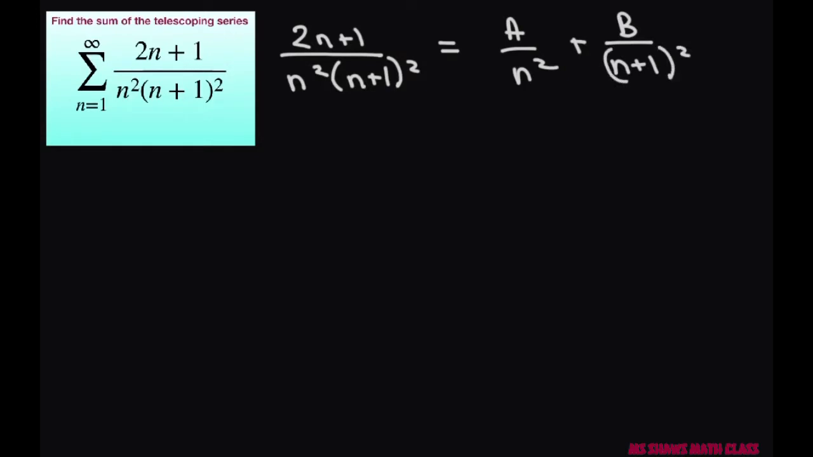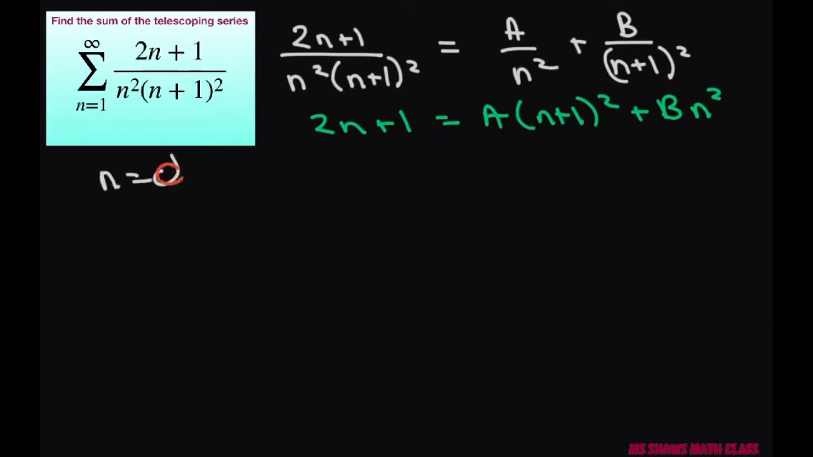Clearing the fractions, we're going to get 2n plus 1 equals A times (n plus 1) squared plus B times n squared. Now let's let n equal 0. If n is 0, then we're going to have A equals 1. And then let's let n equal negative 1. If we have A equals 1, then B is going to equal negative 1.